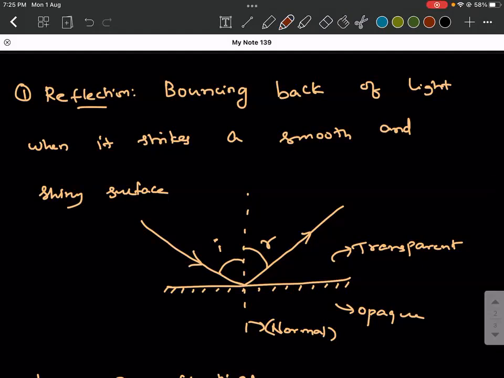Why I use the words smooth and shiny surface is because in reflection itself there are two kinds. One is called regular reflection and the second is called irregular reflection. Only in the case of regular reflection is the angle of incidence equal to the angle of reflection. That is why I was very particular that the surface needs to be smooth and shiny. In the case of irregular reflection, what will happen? It will get randomly bounced back.